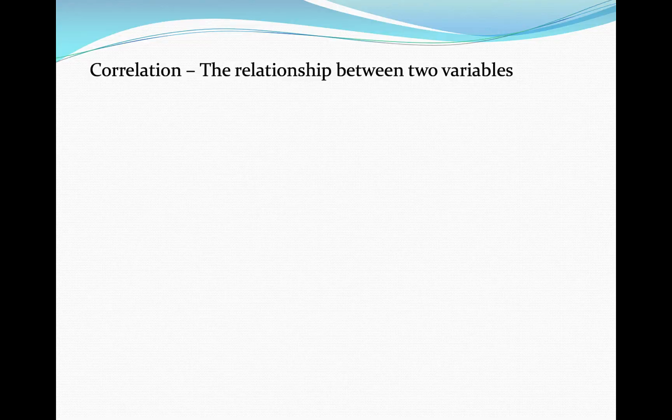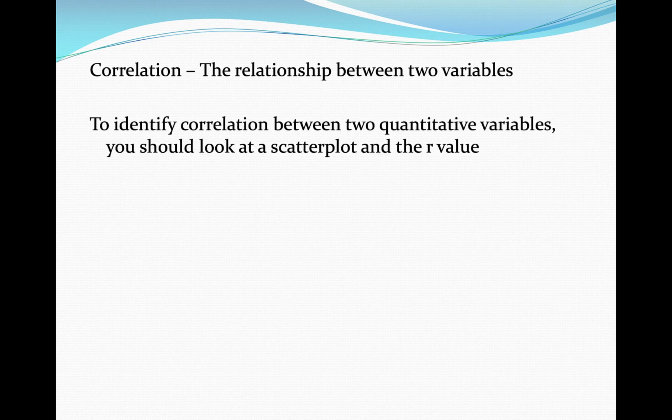So we need to start with the idea of a relationship. In statistics, when we're looking at a relationship, we're talking about whether or not two variables are correlated. Correlation is simply that we say variables are correlated when there is a mathematical relationship between the two variables. To identify correlation, we really look at two things. When we're looking at two quantitative variables, we look at a scatter plot, which is just a graphical display of our two variables, and then we look at an R value, which is a measure of how strong the relationship is along with the direction of that relationship.